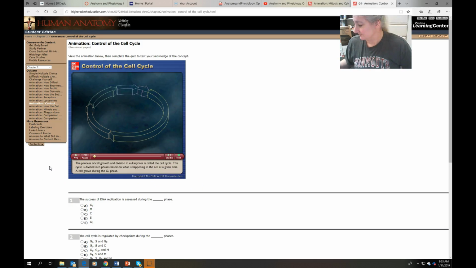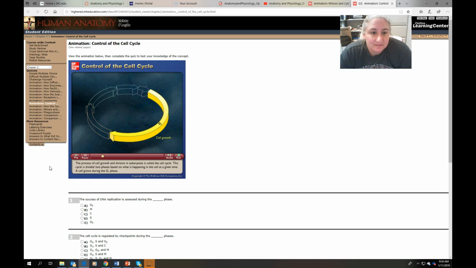The process of cell growth and division in eukaryotes is called the cell cycle. This cycle is divided into phases based on what is happening in the cell at a given time. A cell grows during the G1 phase. During this phase, there is a chemical checkpoint that controls whether the cell will divide, delay division, or enter a resting stage. When conditions in the cell are right, the G1 checkpoint will be passed, and the cell will enter the synthesis S phase.